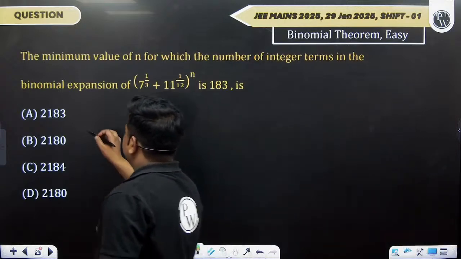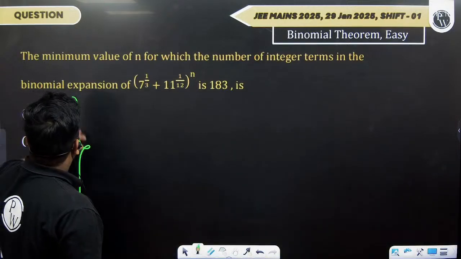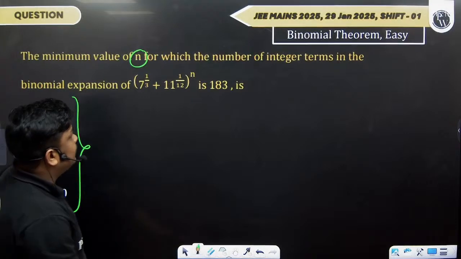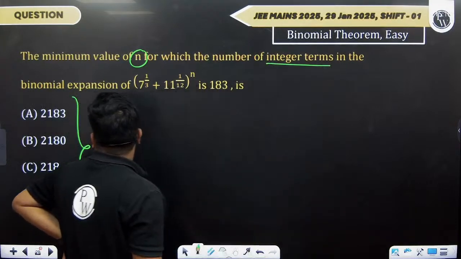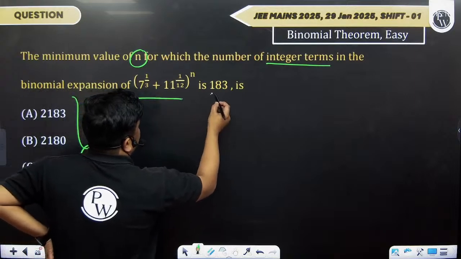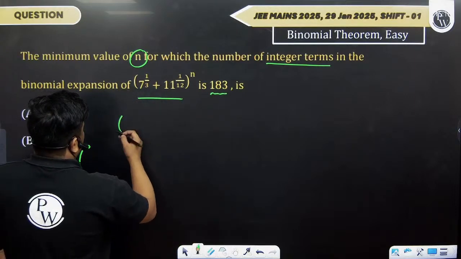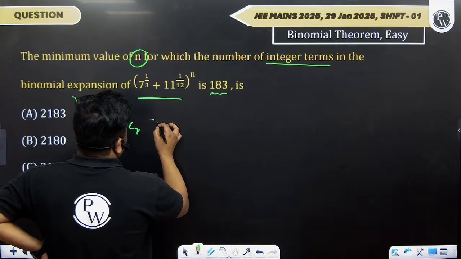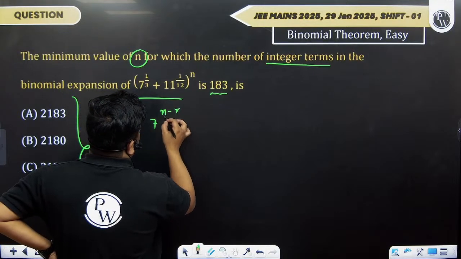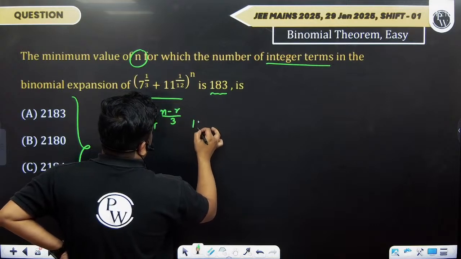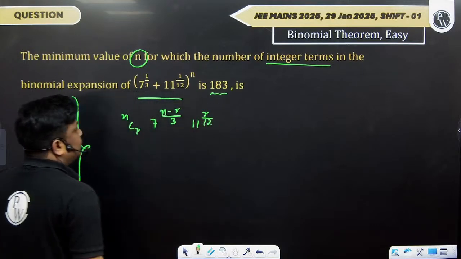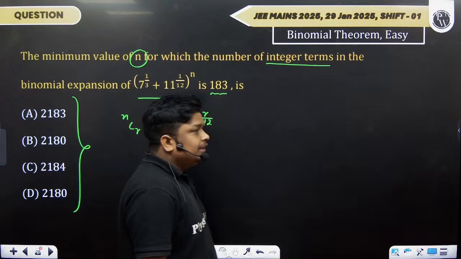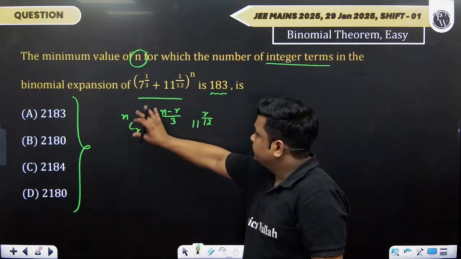So this question is saying the minimum value of n, obviously n will be an integer, for which the number of integer terms in the binomial expansion is 183. So let's expand this. A general term of this binomial will be nCr, 7 power (n minus r) by 3 and 11 power r by 12. Now this question simply means these powers should be integers, then only this whole thing will become an integer.